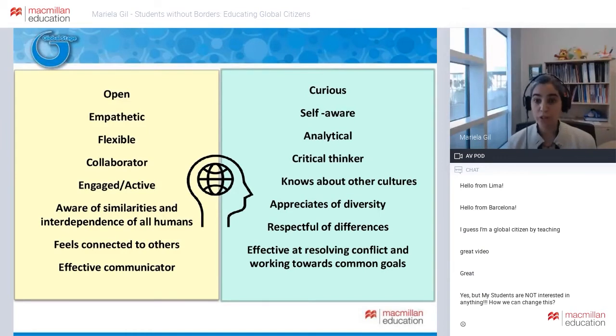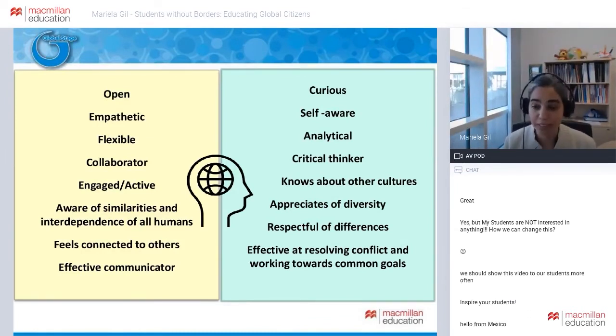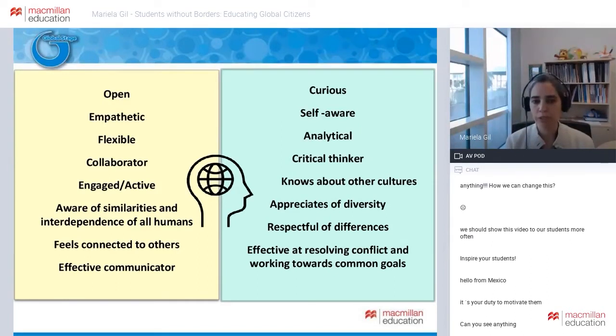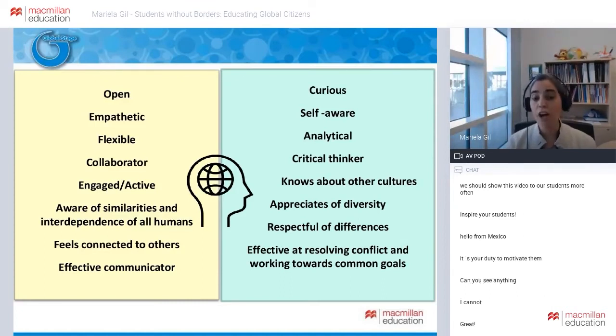They know about other cultures. They're aware that there are a variety of ways to be on this planet and that we've developed amazing things all over. They're not just thinking about their own culture. And therefore, they appreciate diversity. They don't just tolerate it, they actually appreciate it. They're respectful of differences. And this all makes them really good at resolving conflict and working towards common goals.